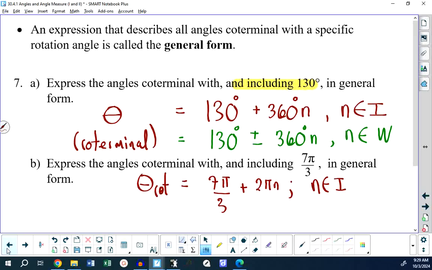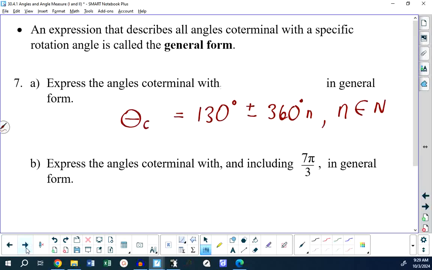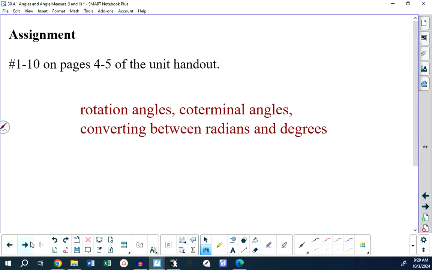So it went okay? There's a lot to take in, a lot of little details, but they're the building blocks of what we're going to be working on in the coming weeks. So on pages 4 to 5, I renumbered it. Is it still 4 and 5? Yep. On page 4 to 5 of your handout, there are problems dealing with coterminal angles, rotation angles, converting between radians and degrees.